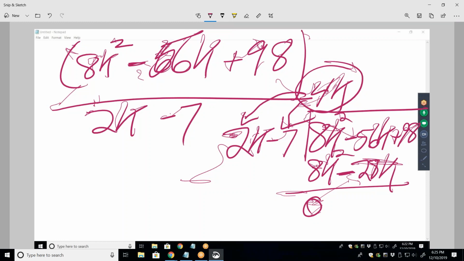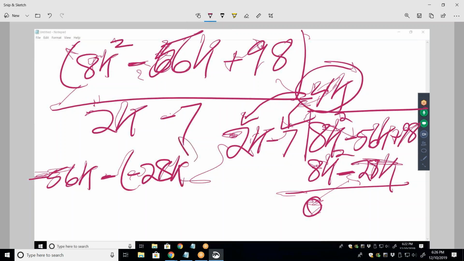Oh, I thought we were doing 8k squared minus. No, we're going to subtract inside now. Now the next thing you're going to do is minus 56k minus a minus 28k. Over here on the left, minus 56k minus a minus 28k. Don't drop any negative signs ever. It's negative 28k.